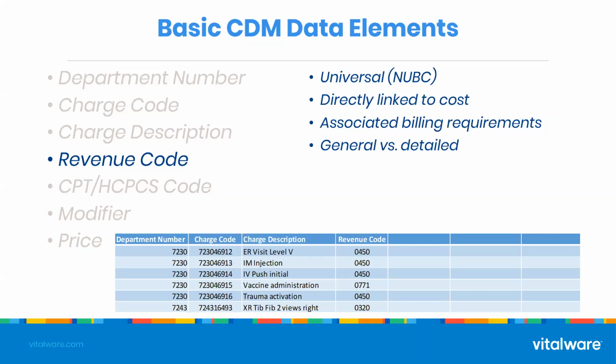There are also specific associated billing requirements for many of these revenue codes. Oftentimes, as you see down there with the vaccine administration example, that revenue code is 771. That revenue code only means vaccination administration. So as you can see, the ER charges above that all can be used with revenue code 450. The vaccination administration revenue code is only 771, and that's the only procedure that can be used with that revenue code.